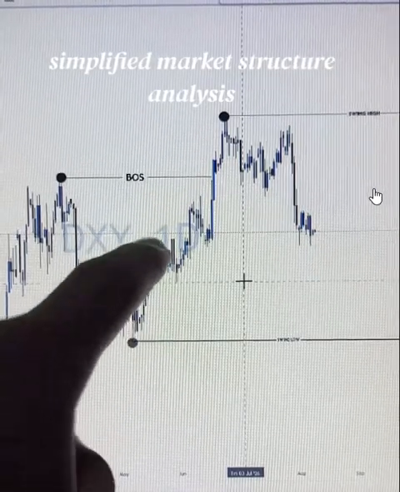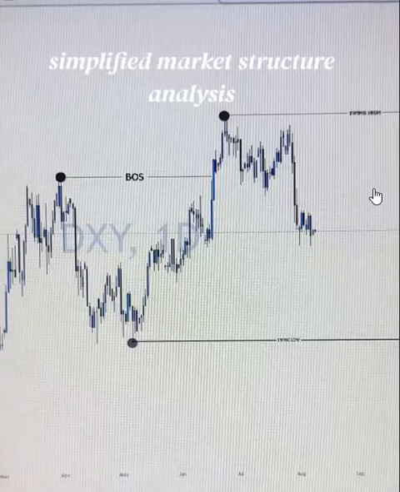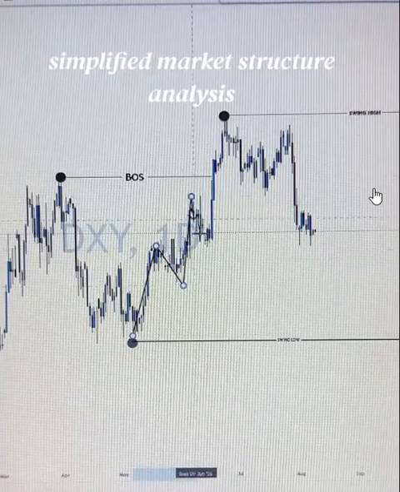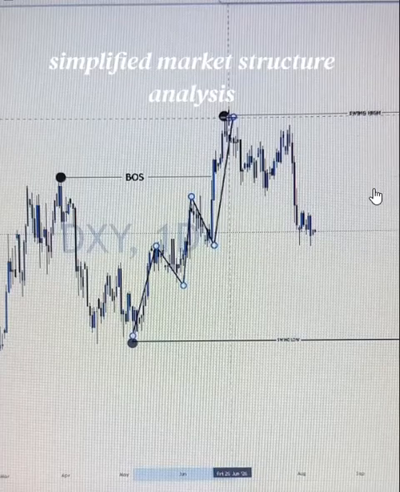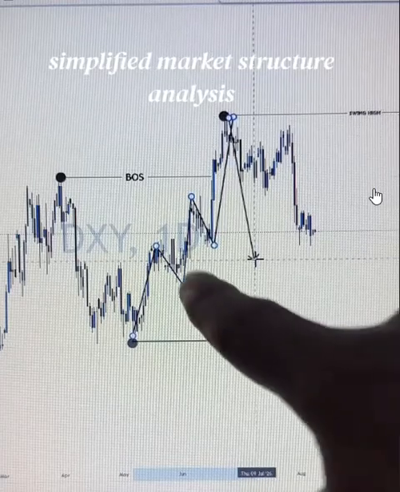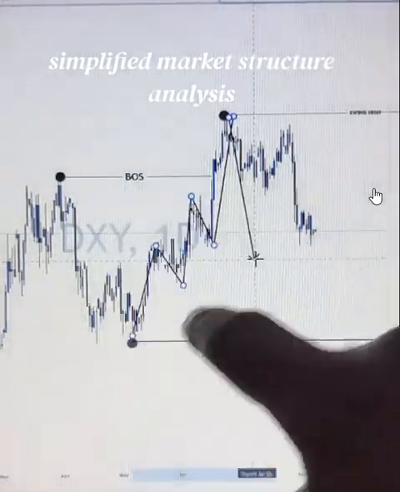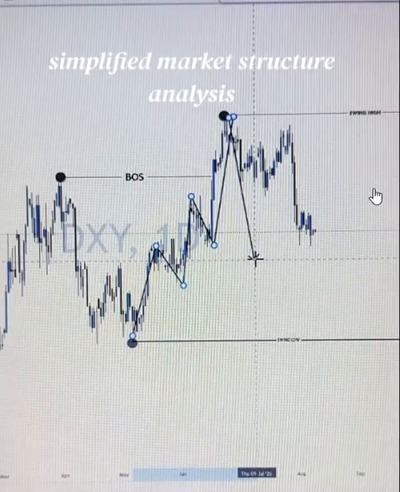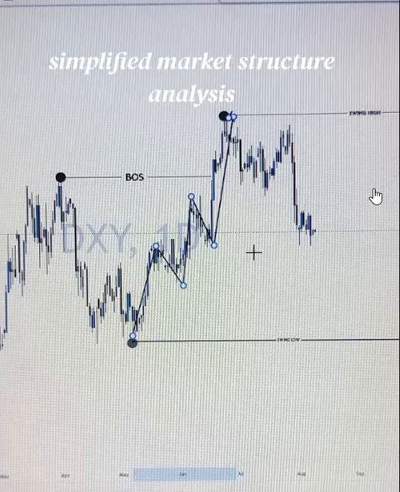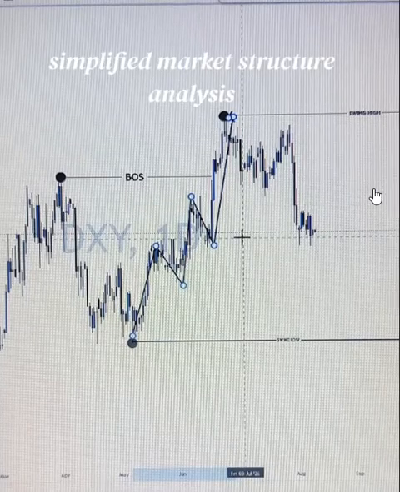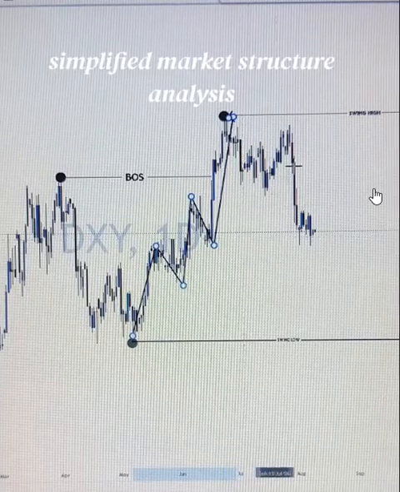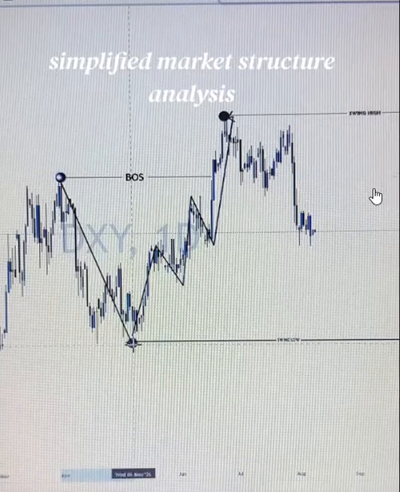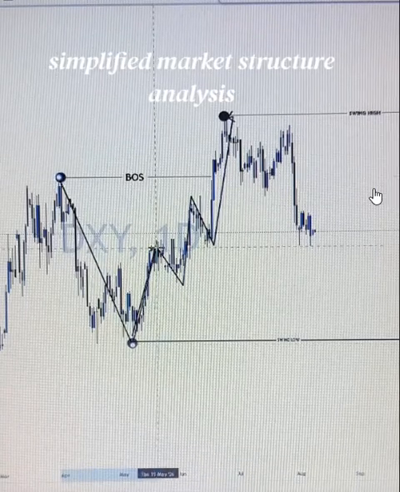Now, what do we call the whole of these moves? I've taught you guys these things severally. What do we call the whole of these moves? The whole of these moves are called internal structure. This is where a lot of traders get confused. The whole of this move right here is a pullback, and this pullback came with structure.